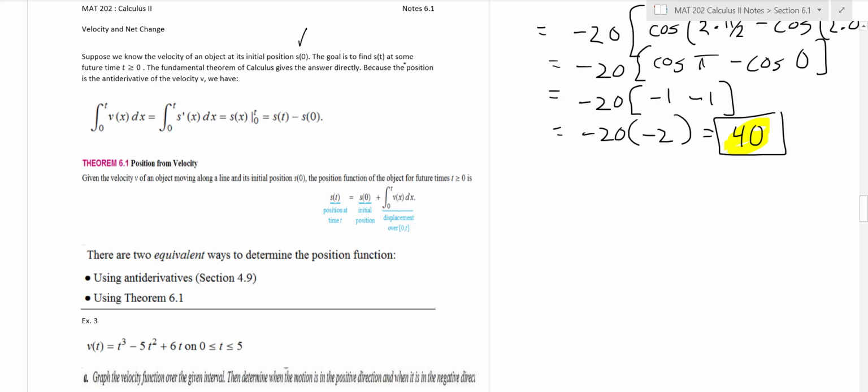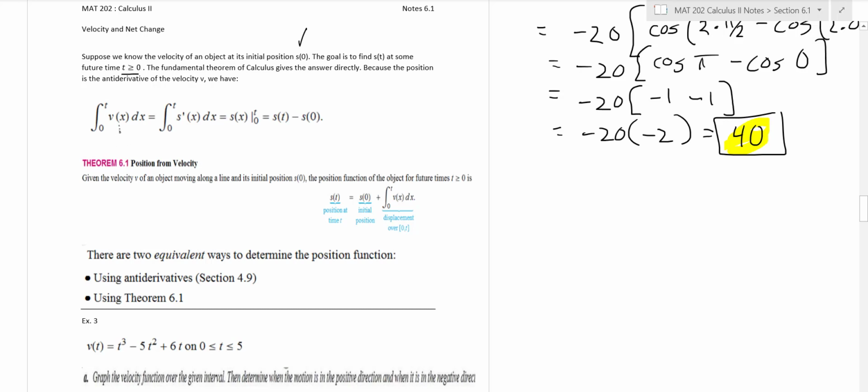The goal is to find s of t at some future time. So we're looking at times that are positive, 0 and above, and time's always 0 or a positive number. The fundamental theorem of calculus gives the answer directly because the position is the antiderivative of the velocity.